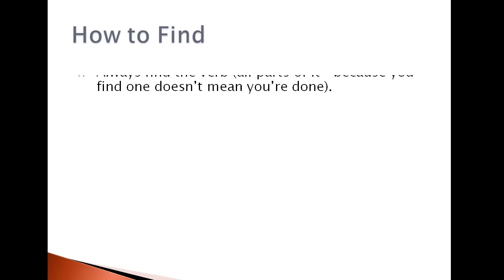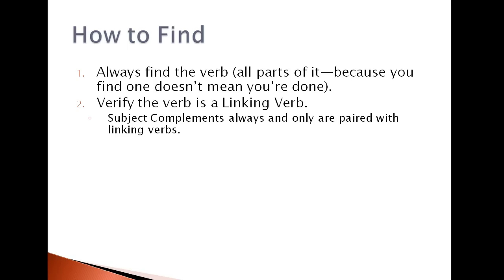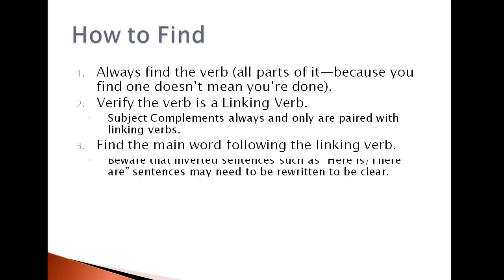How to find these? Number one, always find the verb, all parts of it. Because you find one doesn't mean you're done. Number two, verify the verb is a linking verb. Subject complements always and only are paired with linking verbs. If you have an action verb, then you're not going to find a subject complement such as a predicate noun or predicate adjective.